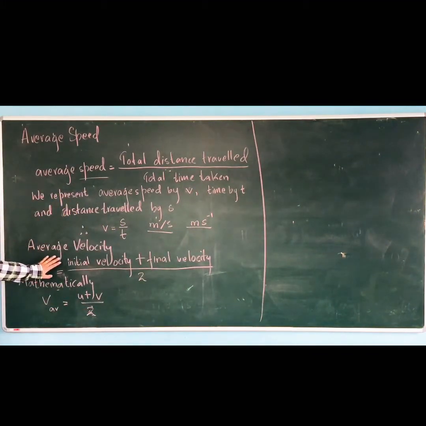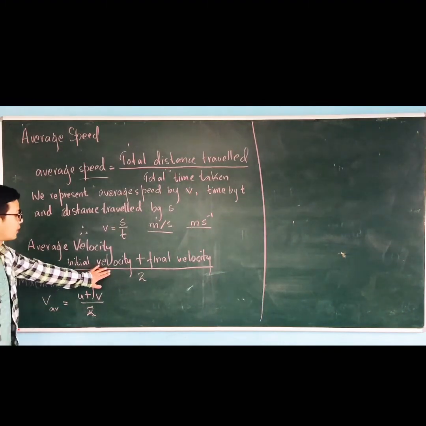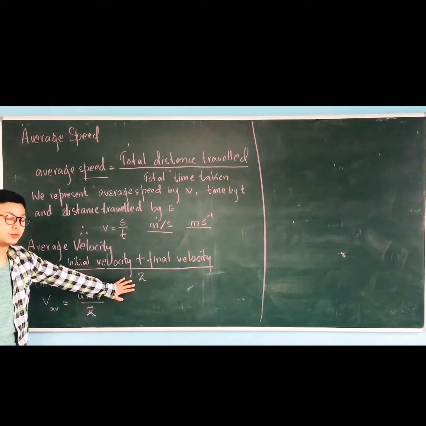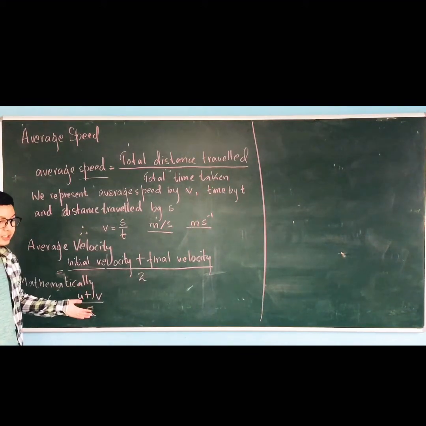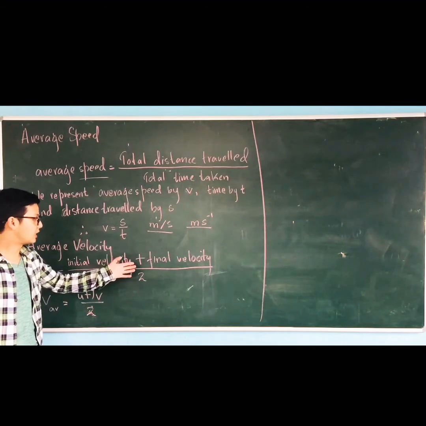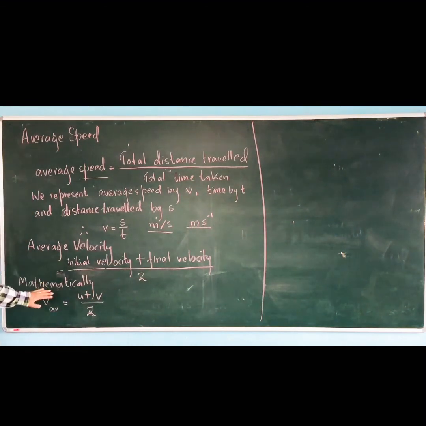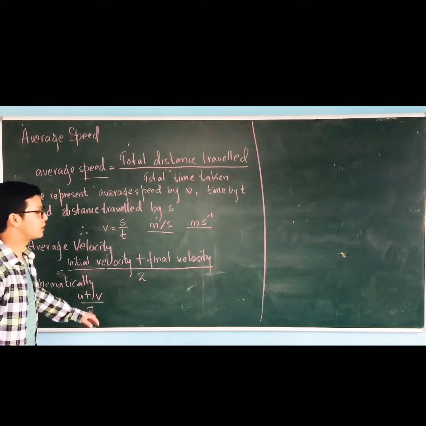And average velocity. Average velocity is equal to the initial velocity plus final velocity divided by 2. So whatever the initial velocity is given, you add it with the final velocity and then just divide it by 2, you will get the average velocity. Mathematically it is represented as V average equals initial velocity plus final velocity divided by 2. So this is very easy.